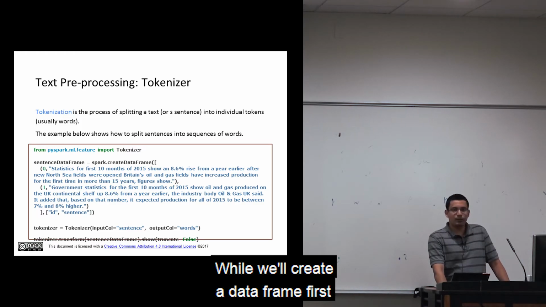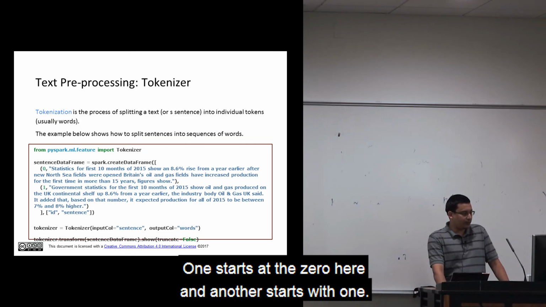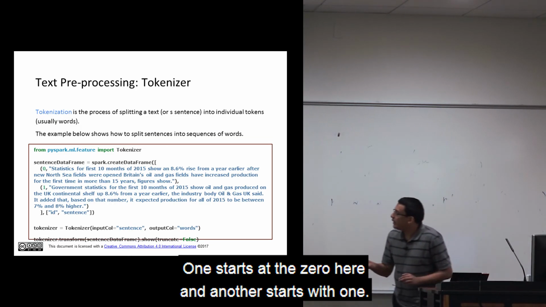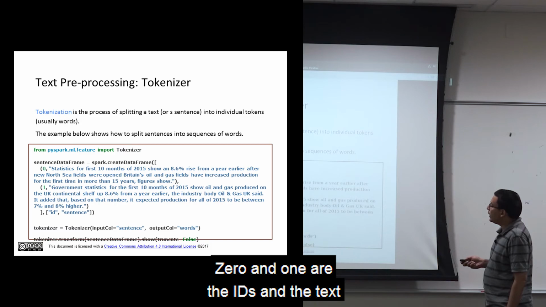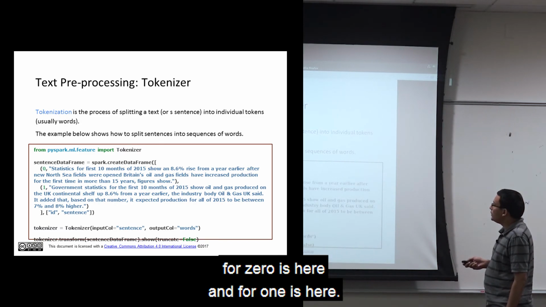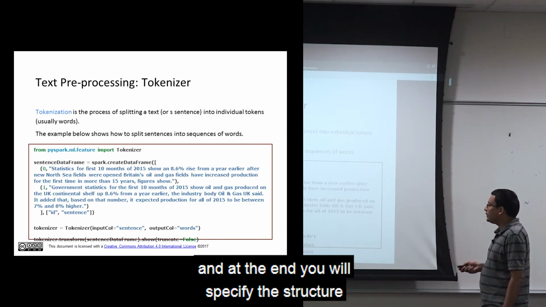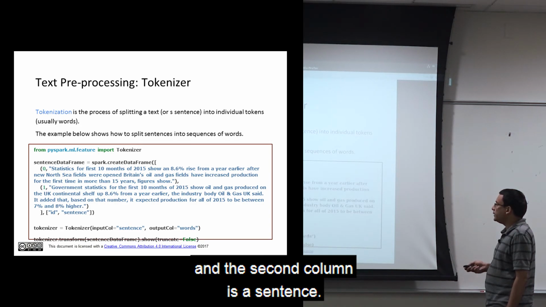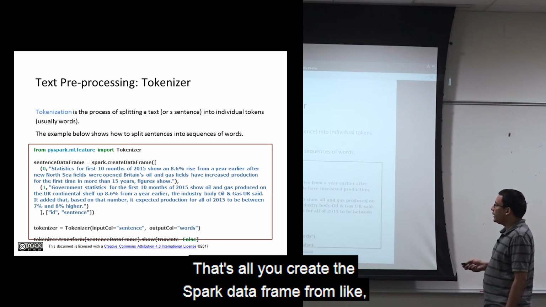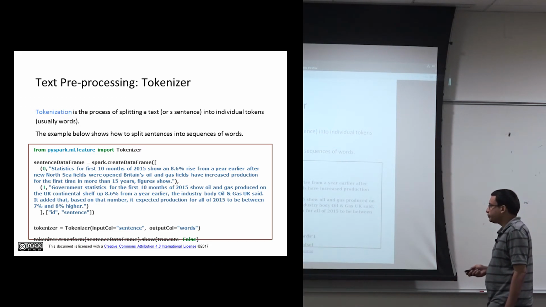data frame first. And as you can see, this data frame has two entries. One starts with a 0 here, and another starts with a 1. 0 and 1 are the IDs, and the text for 0 is here and for 1 is here. So there are basically two documents, and at the end you specify the structure or the column names, that the first column is an ID and the second column is a sentence. That's how you create the Spark data frame, a basic initialization.